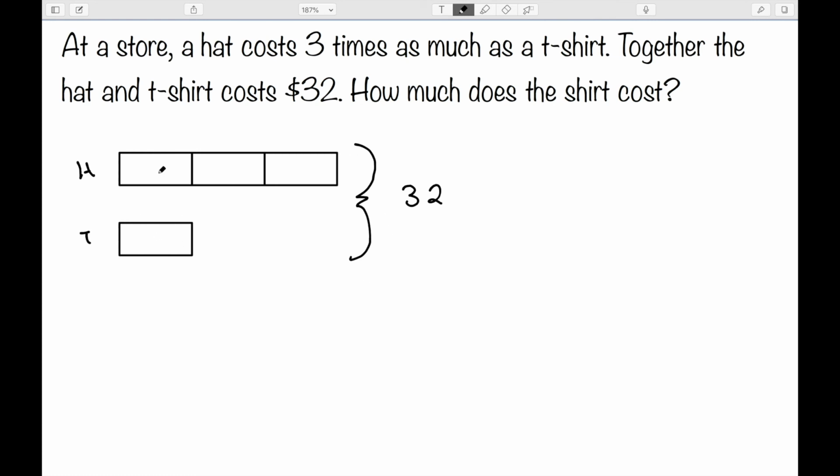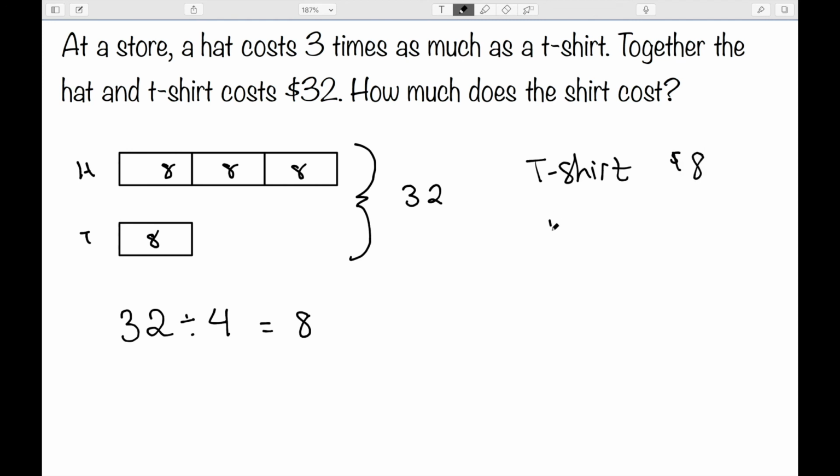So using our strip diagram, we can see that we have 4 equal pieces. So we need to divide our 32 into 4 equal pieces. And when we do, we get that each piece individually is 8. That would tell me the t-shirt cost $8. And the hat would be 8 plus 8 plus 8, or $24.